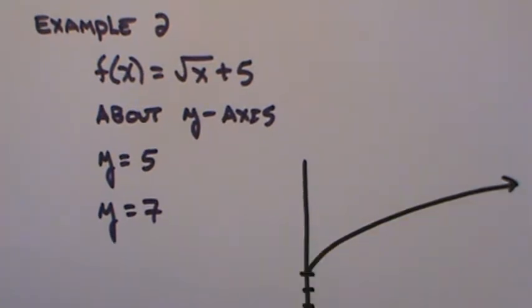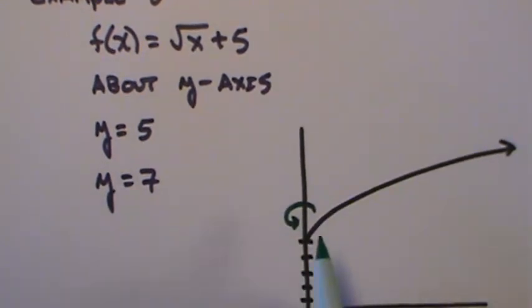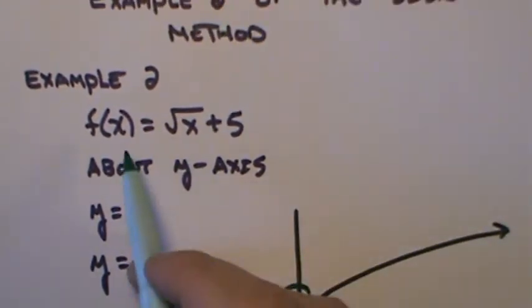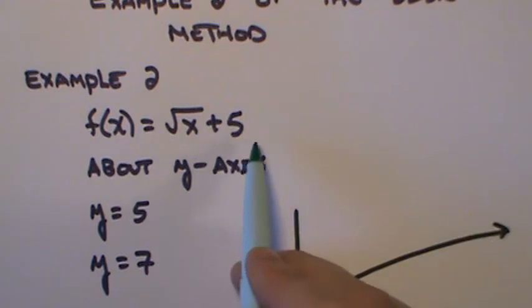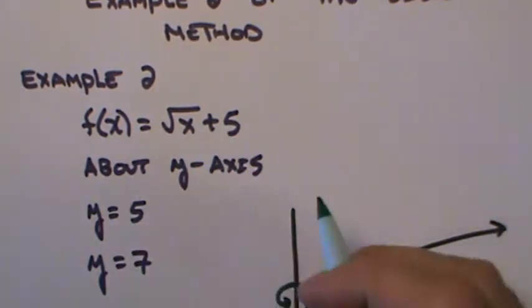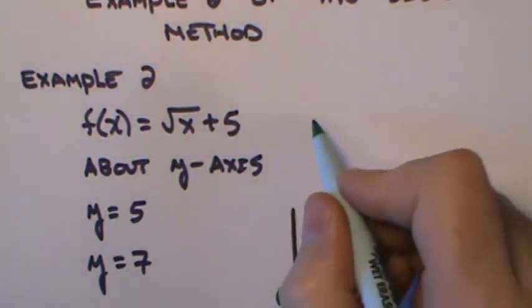Why? If I'm going to revolve this about the y-axis, I put my arrow there saying revolving about the y-axis, I need everything in terms of y. So this function right here that says y equals rad x plus 5, I can't use that. I'm going to have to solve this for x. And so that'll have to be my very first step.